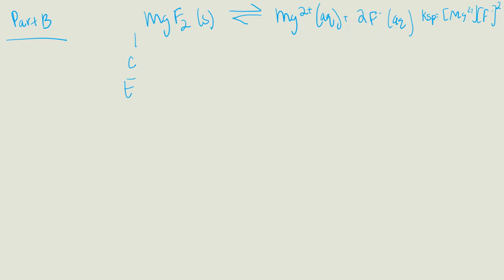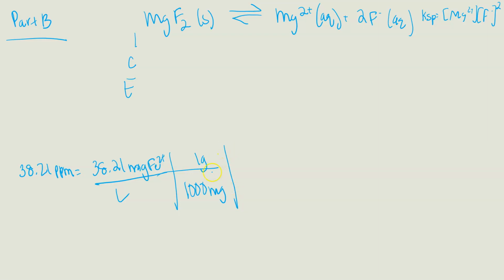So the second row that says magnesium in parts per million, the third row that says magnesium in molarity, you're just going to be reversing the calculation that we just did in part A, where we're starting with parts per million and ending with molarity. So let's say I had 38.21 parts per million from the instrument. So that means 38.21 milligrams of iron per liter. What I'm trying to do is get that into molarity, which is moles per liter.